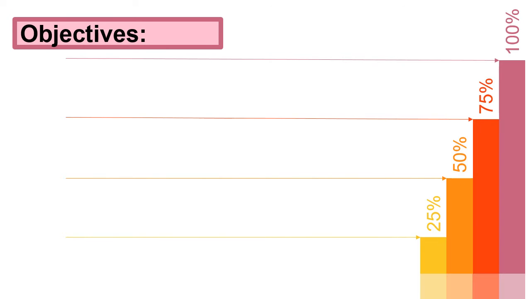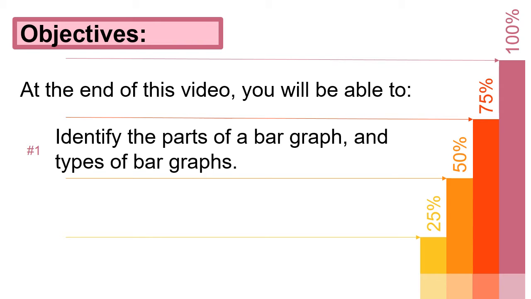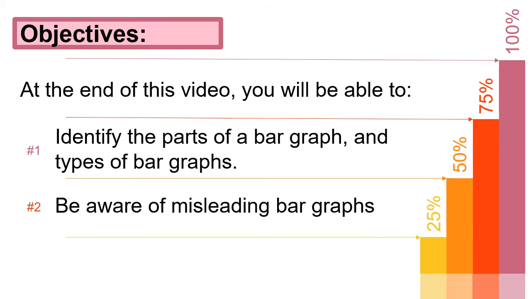We will have to know about these following objectives. Number one, at the end of this video, we'll be able to identify the parts of a bar graph and types of bar graphs. Number two, be aware of misleading bar graphs. And three, analyze bar graphs.